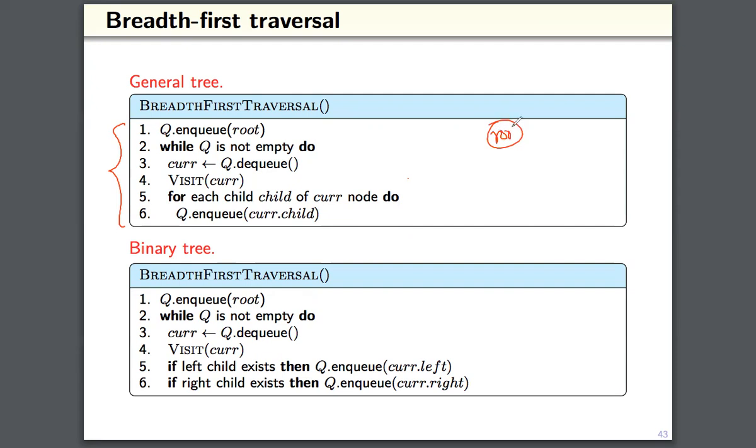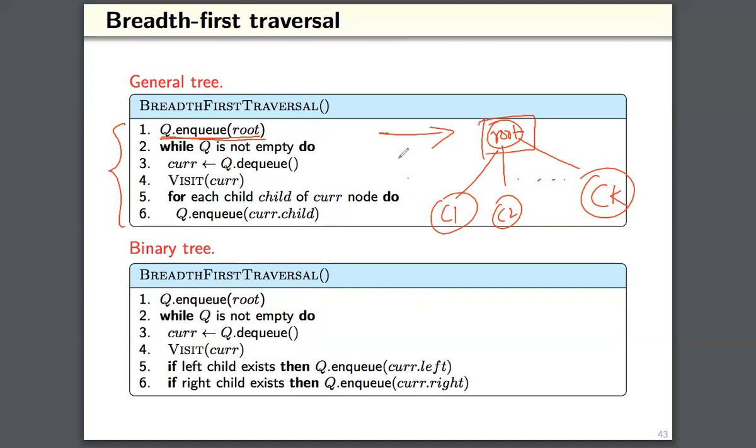Suppose this is the root and this is child 1, child 2, so on up till child k. So what do you do here? Initially, you will enqueue the root into a queue. You need to make use of a queue here, and you know what a queue is. You have enqueue and dequeue operations. Enqueue is inserting at last. Dequeue is deleting from front. Initially you will enqueue only one node, that is root. So root is in the queue.